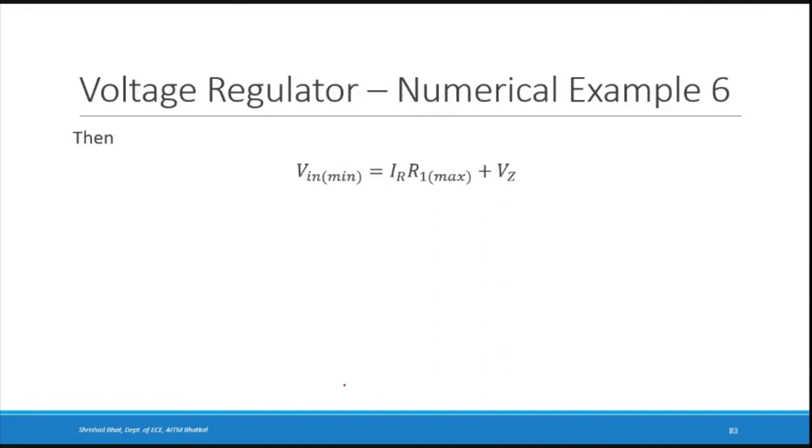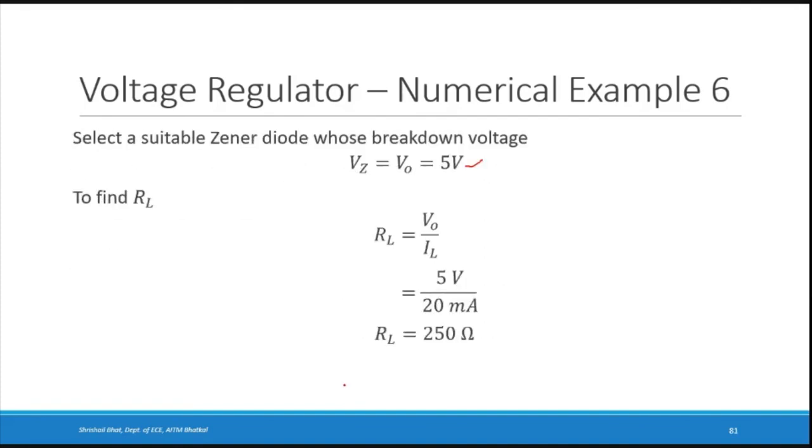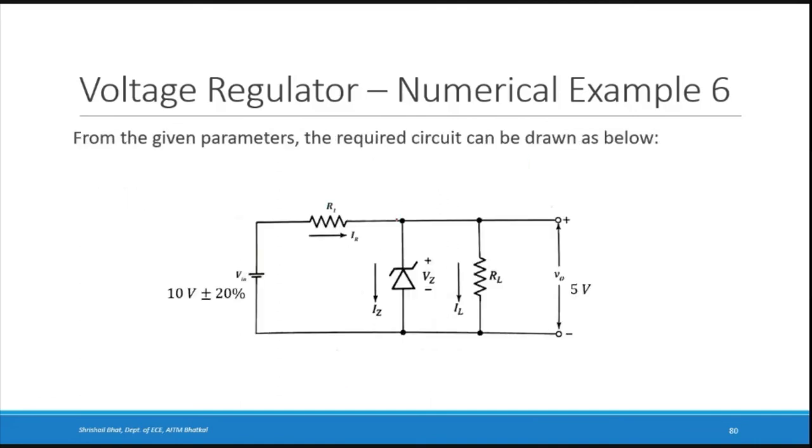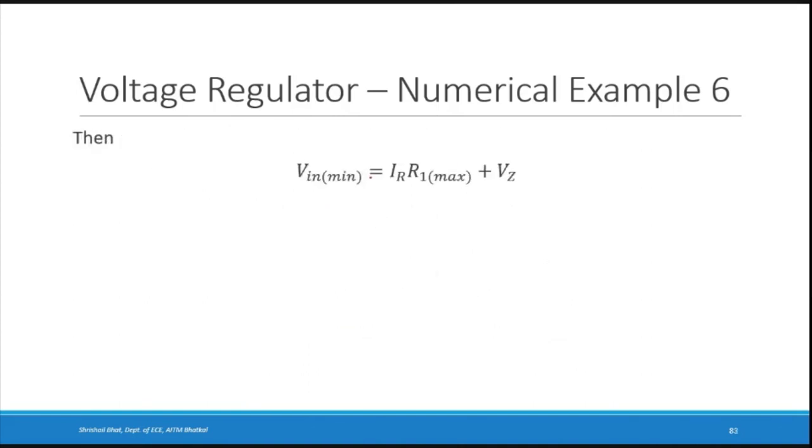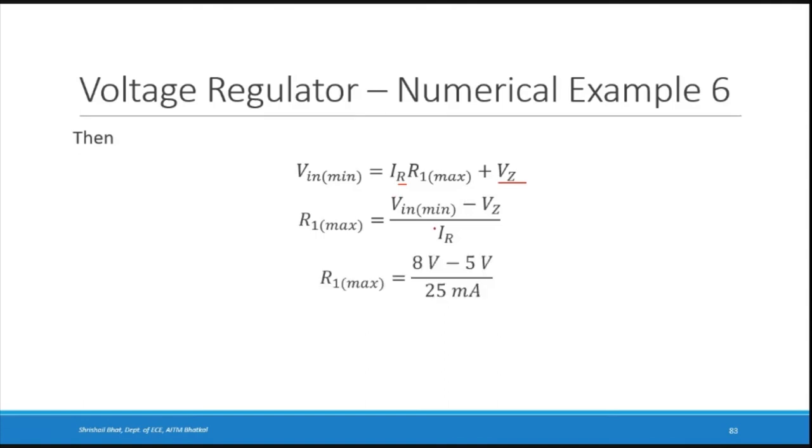So V in minimum: V in is equal to the voltage drop across this resistance plus the voltage drop here. What is the voltage drop across this resistance? It is IR into R1, right? IR into R1 plus VZ. For the minimum value of IR, the resistance will be maximum. VZ is constant. You want to find the resistance R1, so the maximum value of that resistance will be V in min minus VZ divided by IR. If I substitute, V in min is 8, VZ is 5, IR minimum is 25.